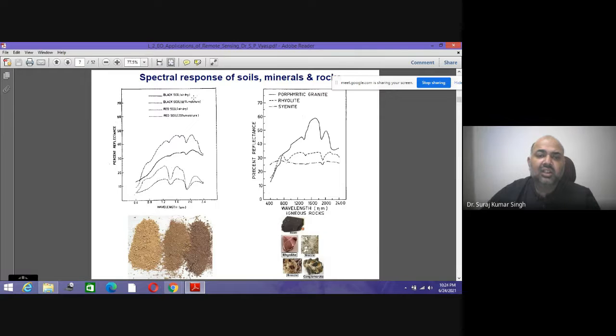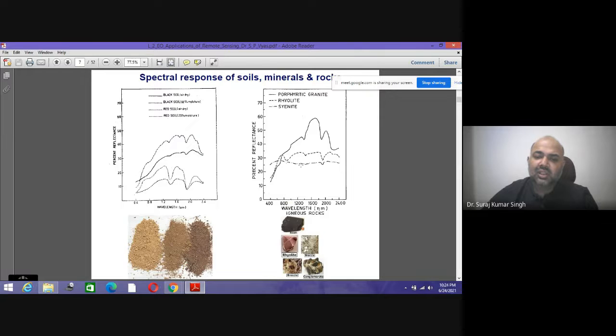You can see how the spectral profile varies in different spatial wavelengths, and we'll be identifying the spectral response curve of each and every soil. Then we'll be identifying the soil texture, the soil type, the soil minerals, and the rock types.